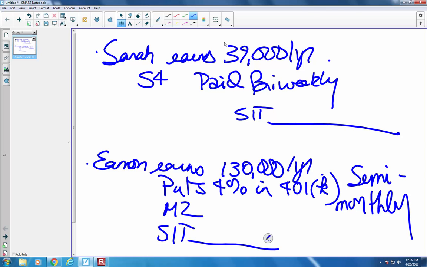What did you do with the 401k? Yeah, you've got to subtract it because you don't pay income tax on it. Do you pay FICA on it? You do. You only get out from underneath income tax.